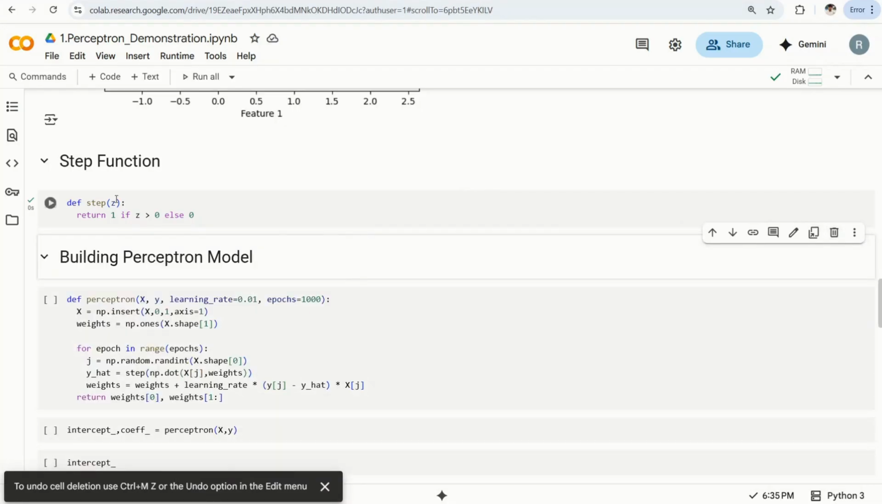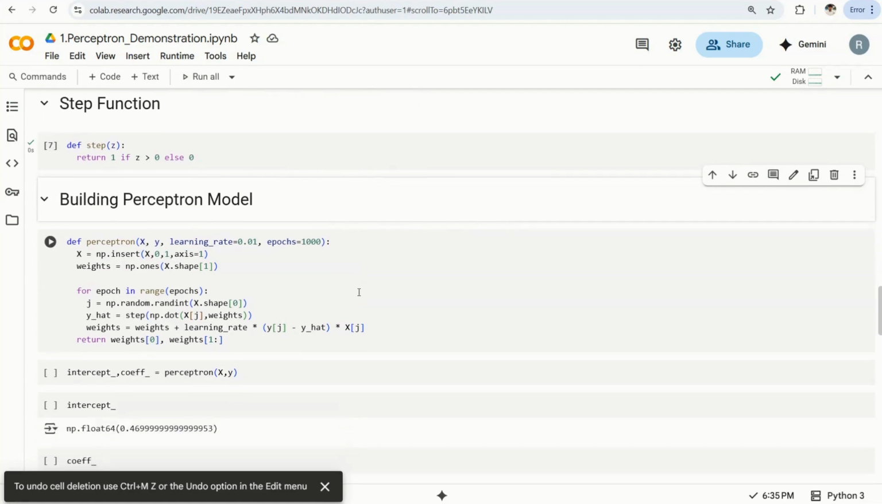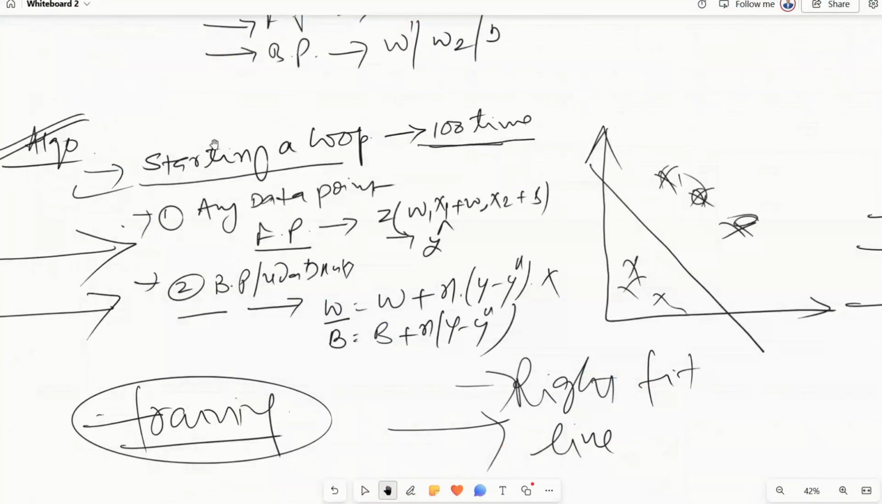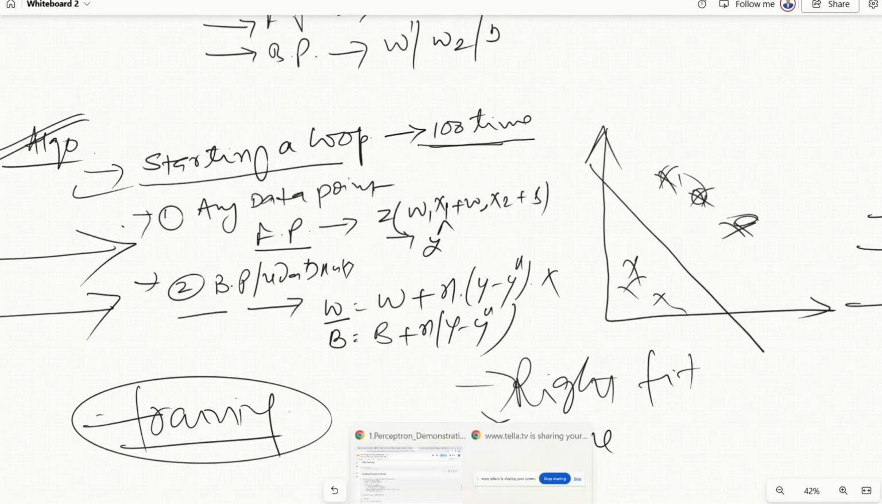Okay, this is my step function. Whatever I discuss here, we have to take a loop, then take any data point, do forward propagation, apply the Z rule, and then update the rule. Everything I discussed here, the same thing I'm doing here with respect to code.